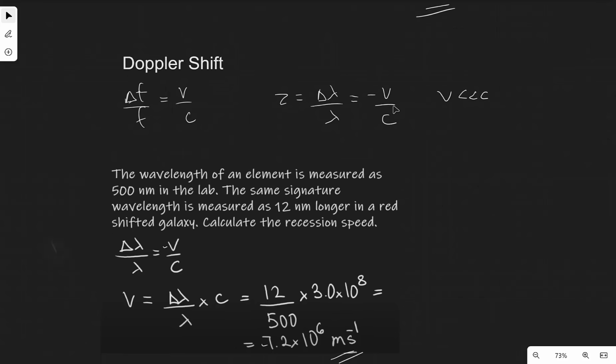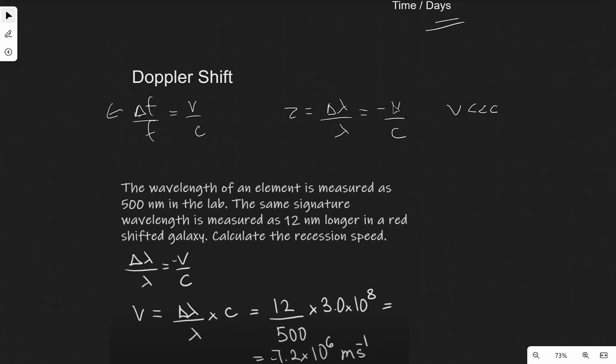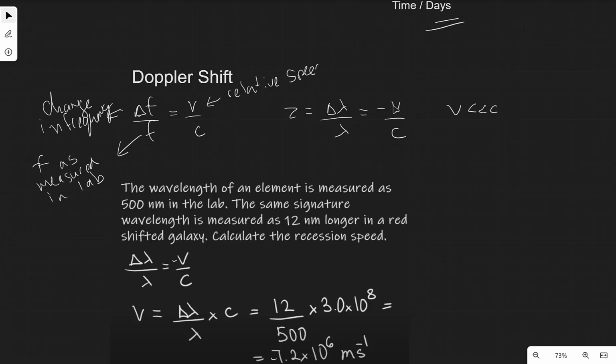So delta F in this equation is the change in frequency, and let me just write that. And F here is the frequency as measured in the lab. So this is really, really important. Okay, so this is equal to V, which is the relative speed between the source and the observer. We don't actually know which one's moving, so I'm just going to call it the relative speed. And the C here is the speed of light.